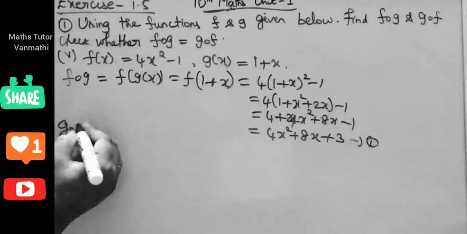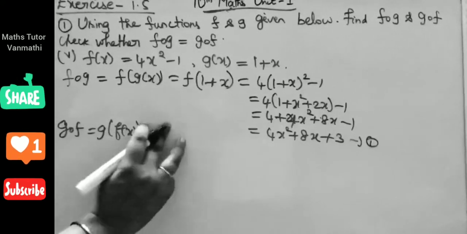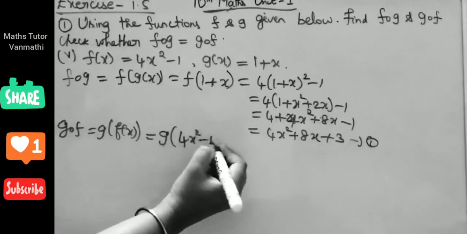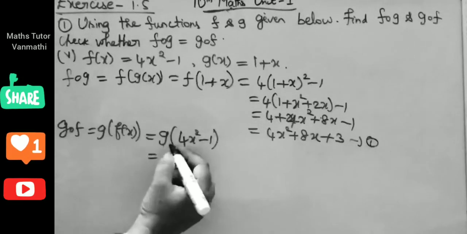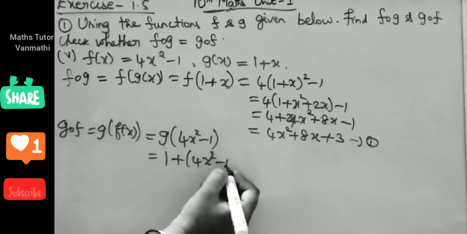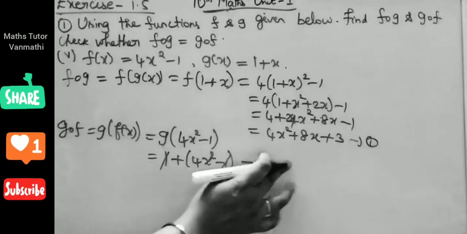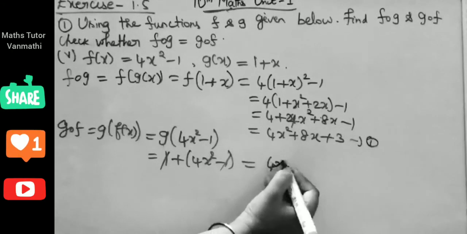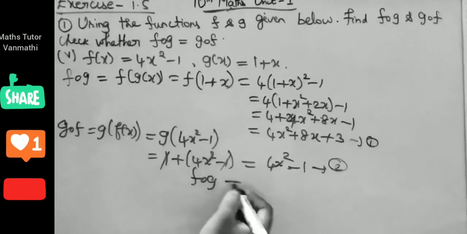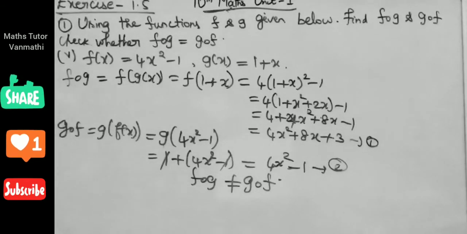And again, g composite f is nothing but g of f of x, where f of x is your 4x square minus 1. So, replacing in g of x, you get 1 plus 4x square minus 1. You get 1 plus, minus 1 will get cancelled. Then you will get the answer 4x square. From 1 and 2 it is not equal. We can write it as f composite g is not equal to g composite f.